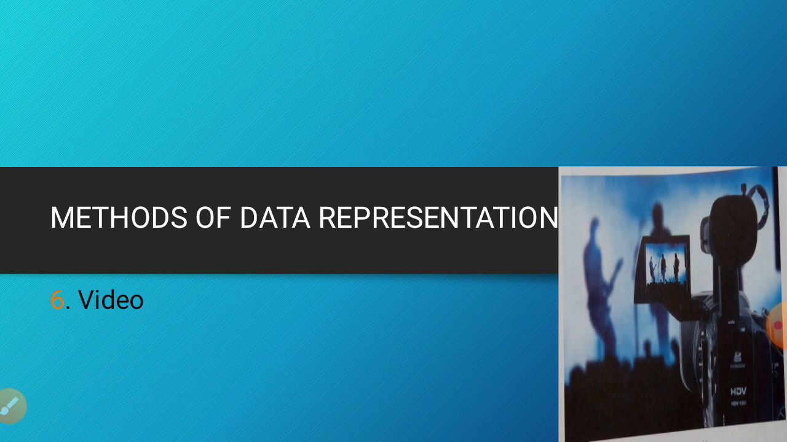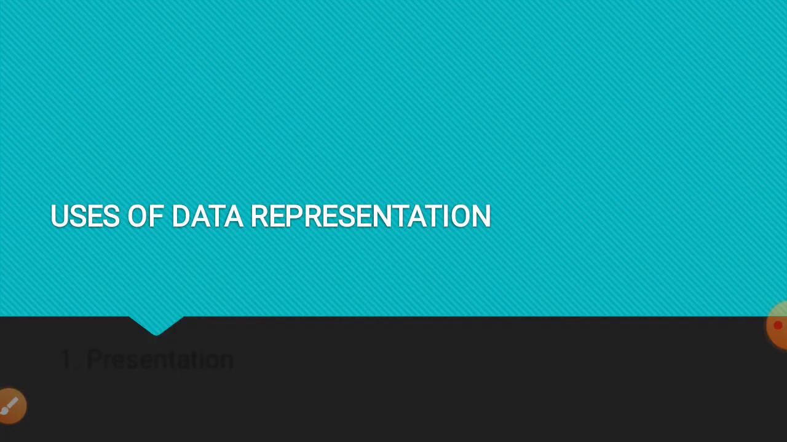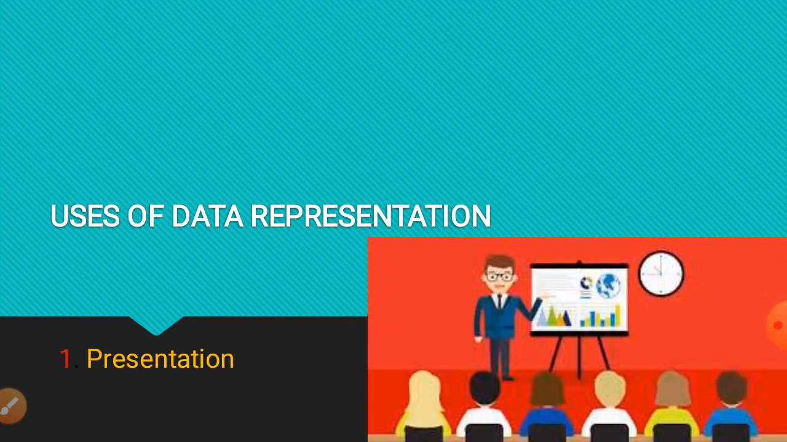Now let's move on to uses of data representation. After all this data representation, what are they used for? Why do we have to do all that? Is it important? Yes, because they have uses. Now, one of the uses of data representation is for presentation.